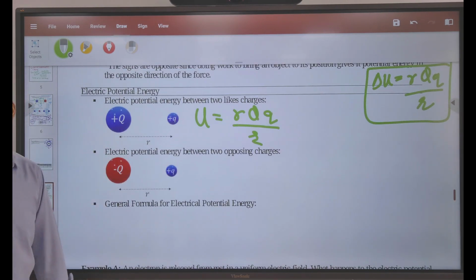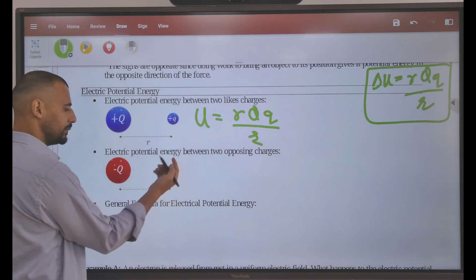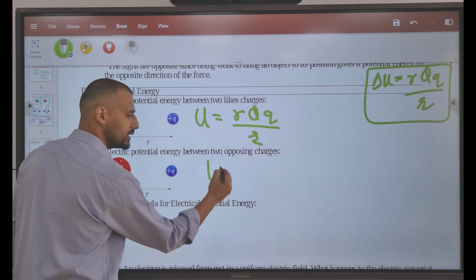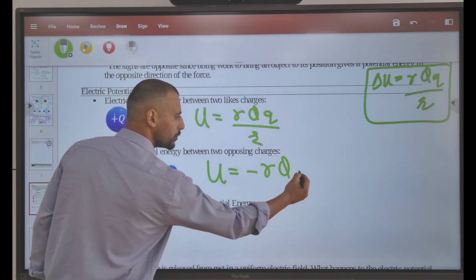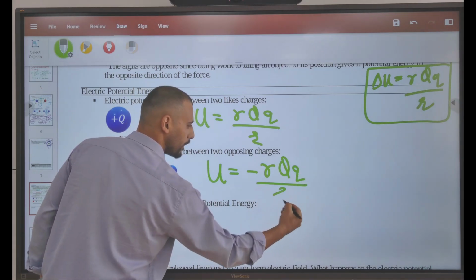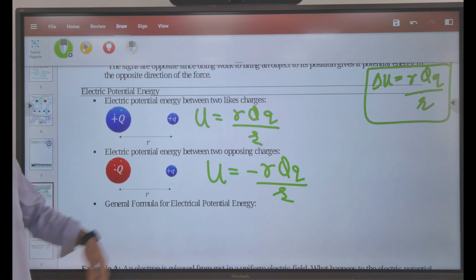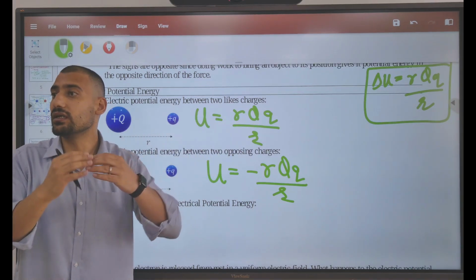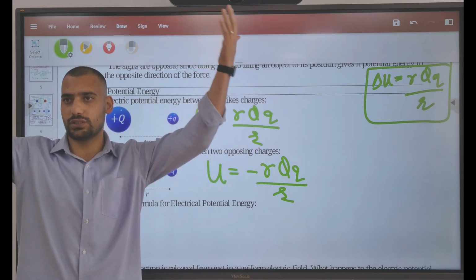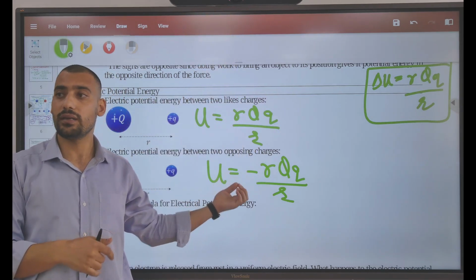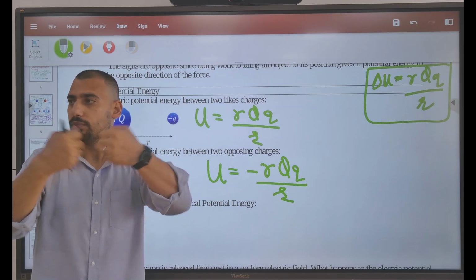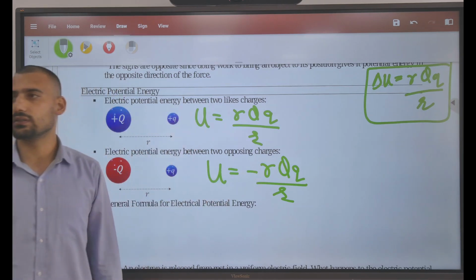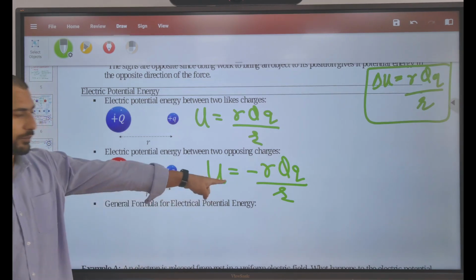That will be the expression for the potential energy for two like charges. But if the charges are opposite, that means one is positive, another is negative, the potential energy will be negative gamma Q q upon r. Here you need to understand a very important thing: this is positive because the general tendency is to go away, it's higher potential. Here it is negative. Why? Because the general tendency is not to go away, it is to come closer. Because the direction is important, we give it the negative sign. This is for opposite charges.